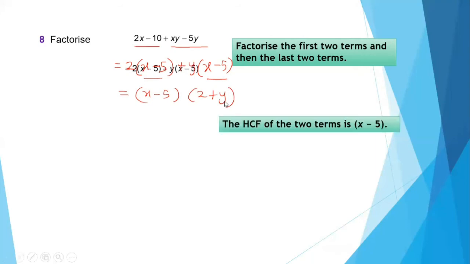And then the HCF of the two terms is x minus 5. Taking that common, we got the answer as x minus 5 into 2 plus y. Okay, easy children? Understood all of you?